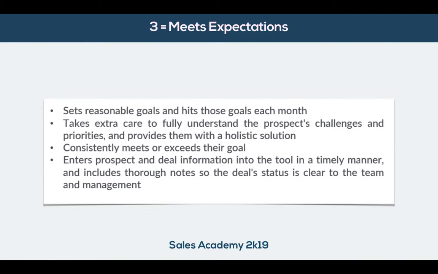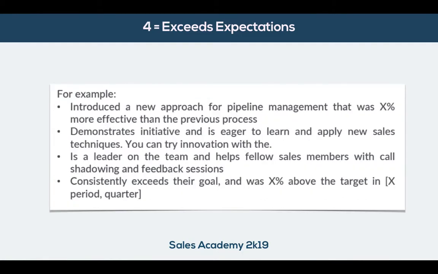Type of member number 3 is the one who meets expectations. So this person sets reasonable goals and hits those goals each month, takes extra care to fully understand the prospect's challenges and priorities, and provides them with a holistic solution, consistently meets or exceeds the goal, and enters prospects and deal information to the spreadsheet timely and on a consistent basis.